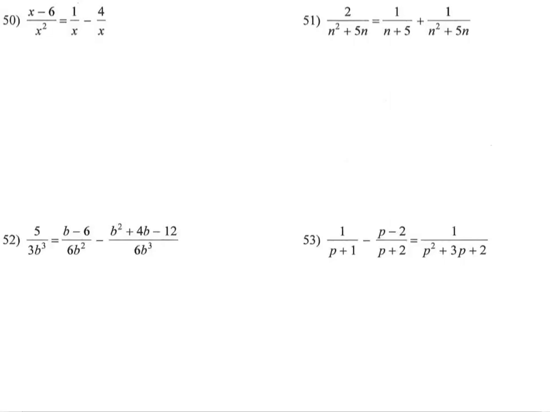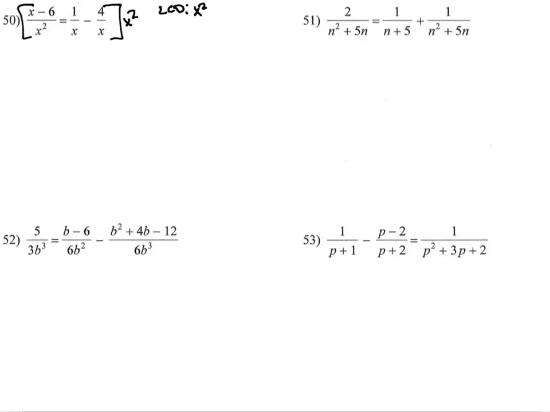Number 50. What we need to do with all of these rational equations here is find out what the common denominator is, multiply everything by the least common denominator. We do that to eliminate the fractions. So the LCD for number 50 is going to be x squared. So I'm going to multiply everything by x squared.